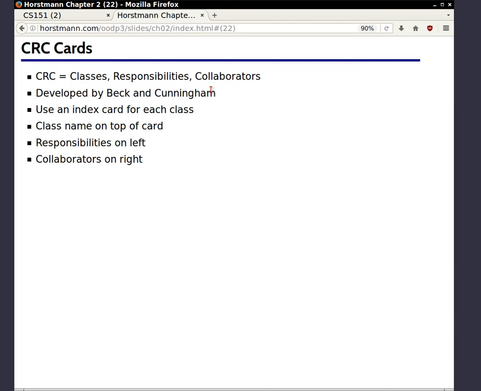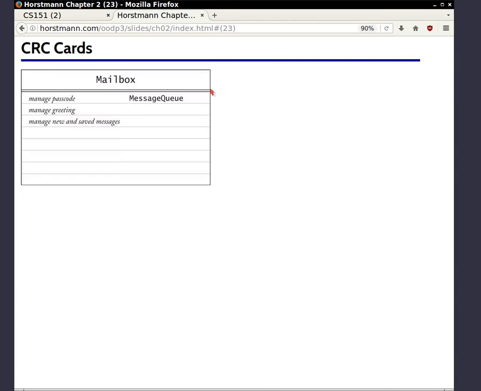And so the idea is you write the name of the class on the top of the card, and then on the left, you write the responsibilities. Now these responsibilities, that's also a challenge for people to write up. You kind of want to leave them at a reasonably high level. That's a lot easier if you have a lot of experience designing these things. So give it a try, but it's quite likely for beginners that they will look very much like methods.